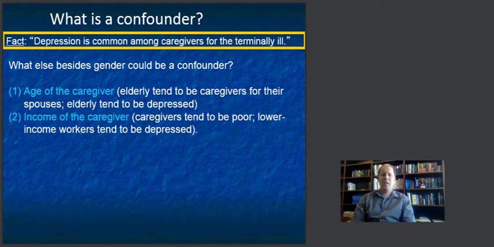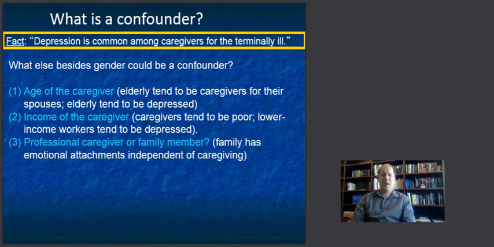Or, income of a caregiver is another positive confounder. Caregivers tend to be of lower income, and lower income workers also tend to be depressed. This is a positive confounder. If we don't control for income, we can make a mistake about concluding that the association between caregiving and depression is in fact causation.